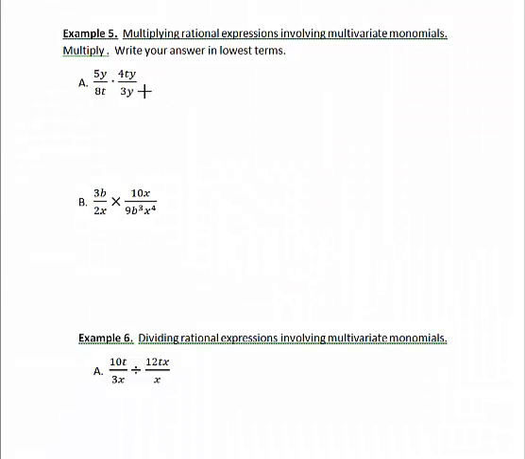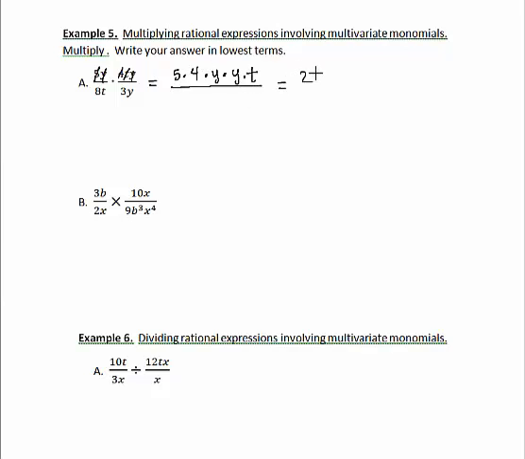Alright, example 5, multiplying expressions. We want to write our answer in lowest terms. Top times the top would give us a 5 times a 4. So we're done with the 5 and the 4, and we keep everything on the top that started on the top. Then we have two y's, so we write y times y, and we're just sort of grouping everything together. And then we have the t, and so we've used everything up on the top.